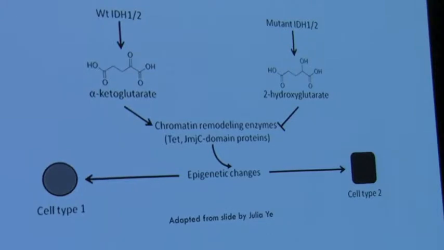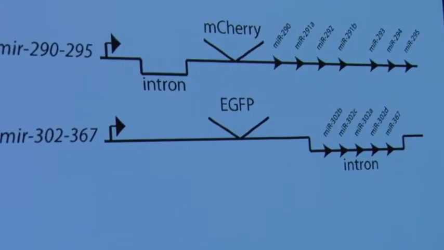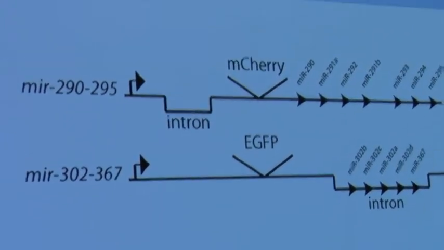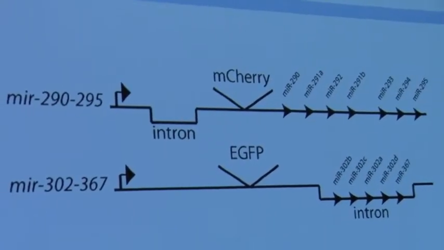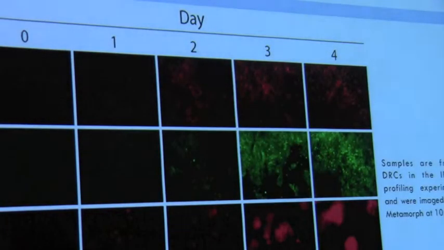To answer this, we looked at the role of IDH1 and 2 in cell state transitions, focusing on embryonic stem cell differentiation. The embryonic stem cells we used were called dual reporter cells. Basically, they fluoresced red when they were in an ES cell state, and they fluoresced green when they had differentiated into the epiblast stem cell state.